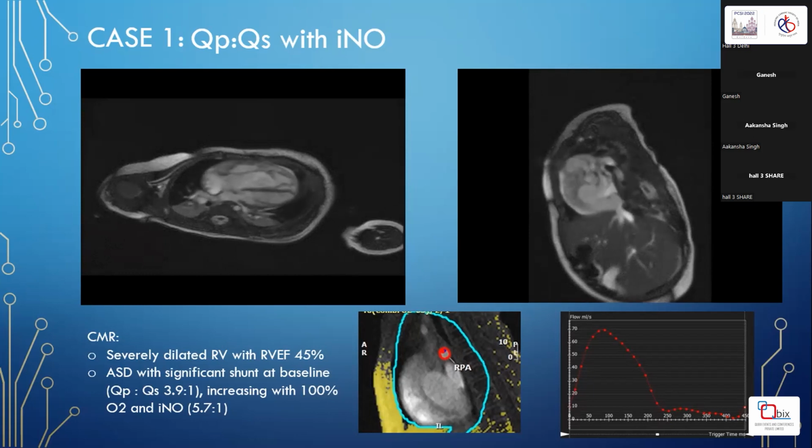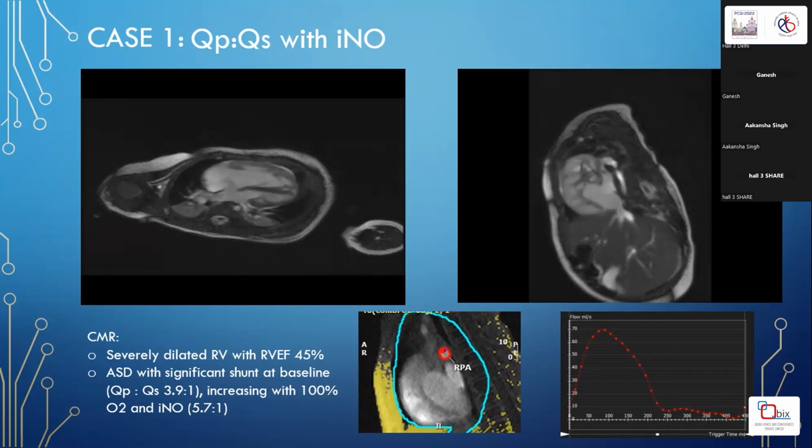So this was when a cardiac MRI was ordered for precise quantification of the shunt from the ASD and the amount of volume overload that the RV was facing. Even at baseline, we saw that there was a significant left to right shunt at the ASD with a Qp:Qs almost 4:1, which increased significantly with 100% oxygen and inhaled nitric oxide pulmonary vasodilation.